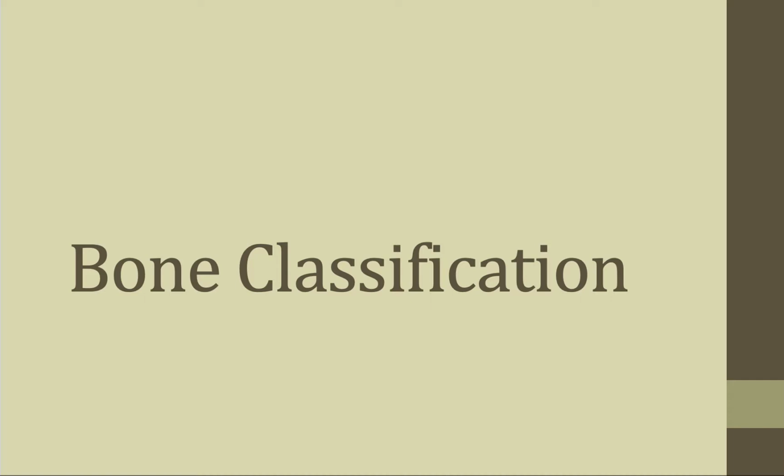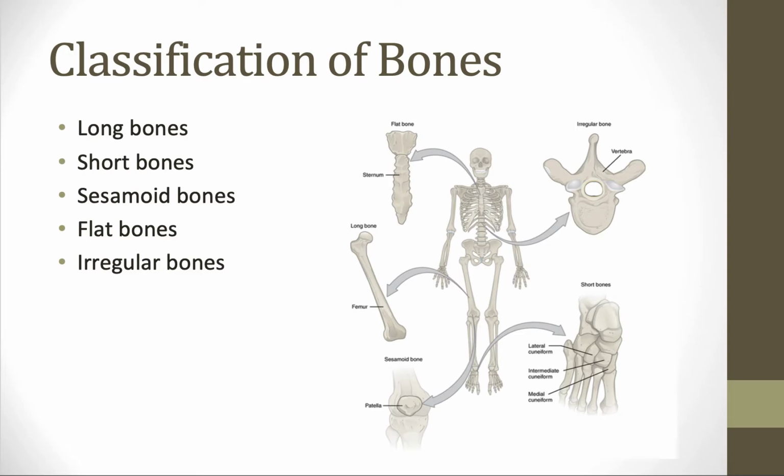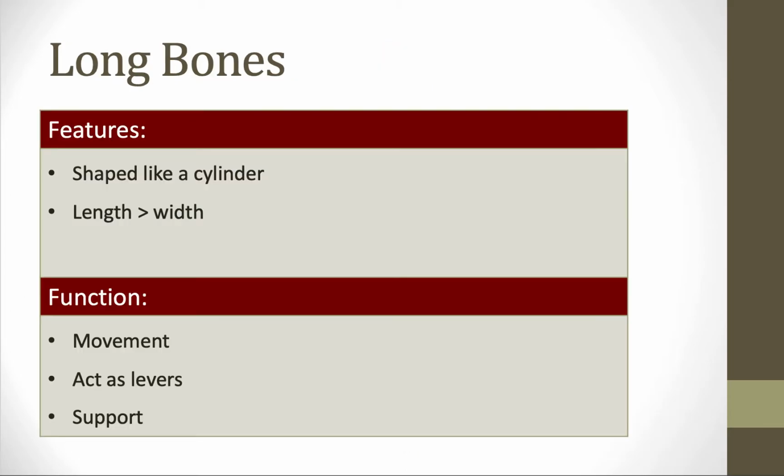This screencast will talk about how we classify bones. So we classify bones based on their shape, and then based on their shape, they have differing functions. Our classifications of bones include long bones, short bones, sesamoid bones, flat bones, and irregular bones. So we'll begin with long bones.